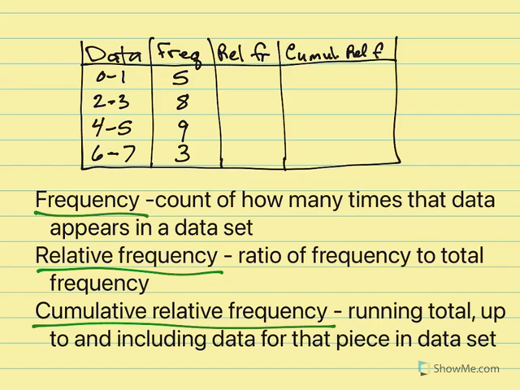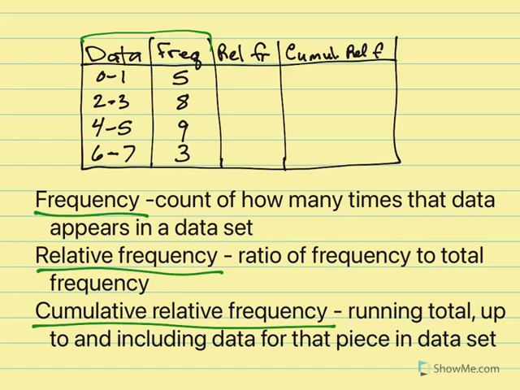So if we are creating a frequency table, that is just a table of the first two lines here: the data values in the first column and then the frequency, with the frequency being the count of how many times the data actually appears in the data set.